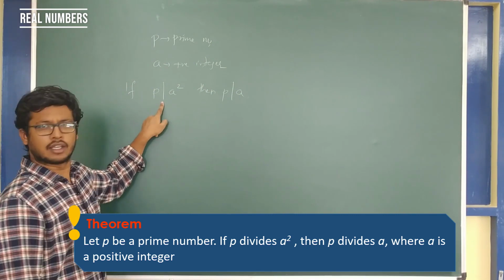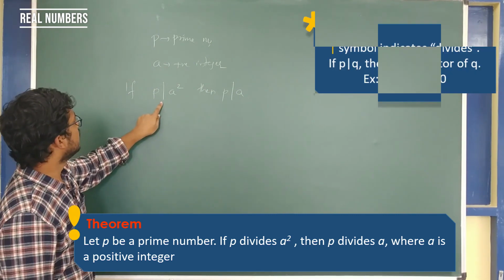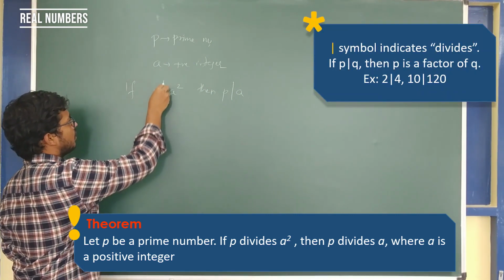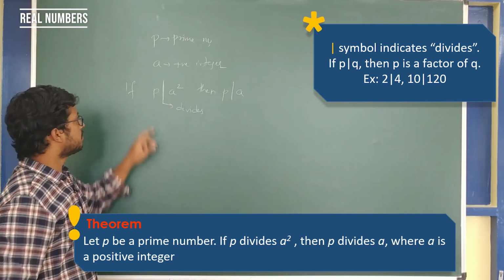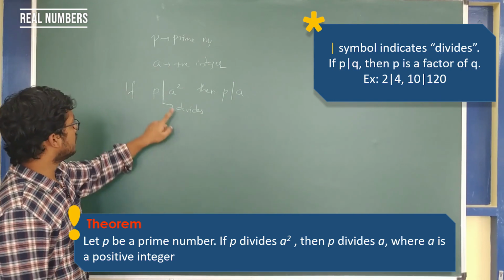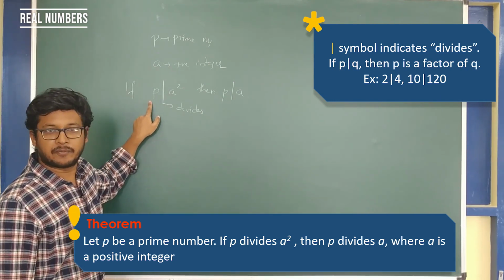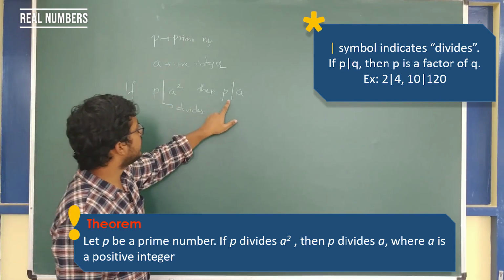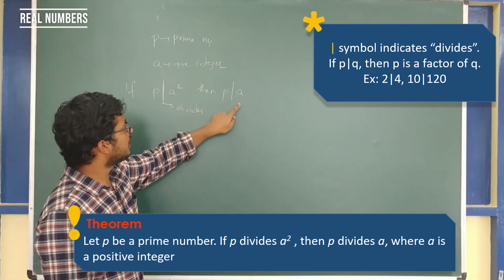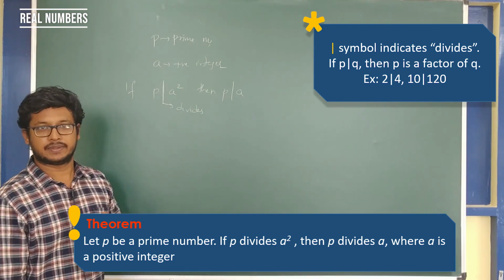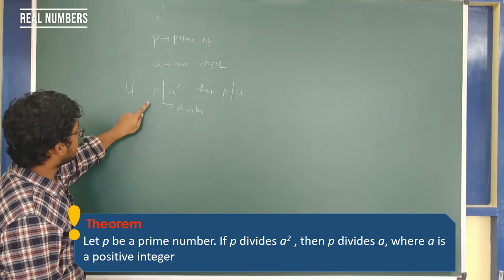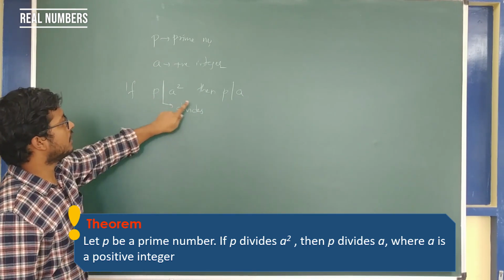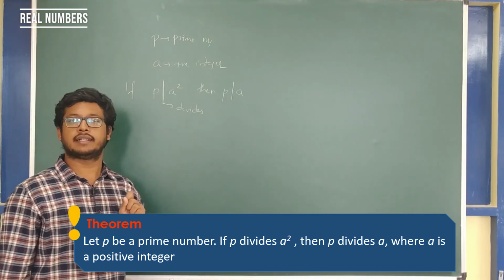Now, this is the new operator that you are studying here. This is just a straight line. This is read as divides. P divides a square. What does that mean? It means that a square is divisible by p. Similarly, p divides a also means that a is divisible by p. So the theorem states like this: if p divides a square, then definitely p will also divide a.